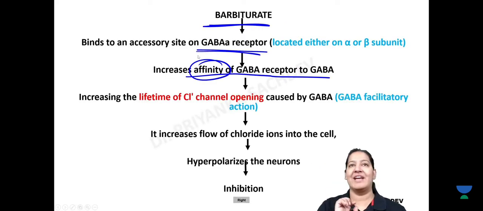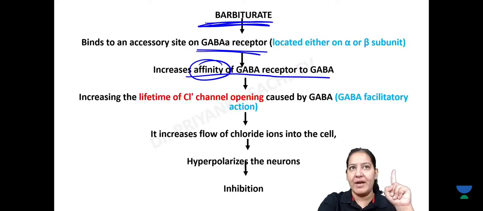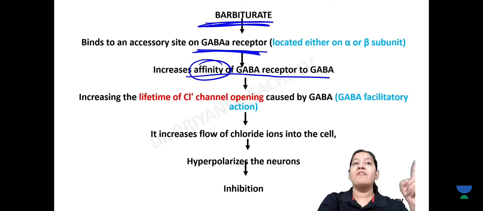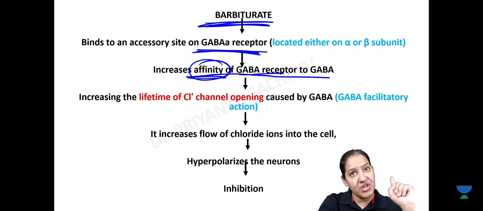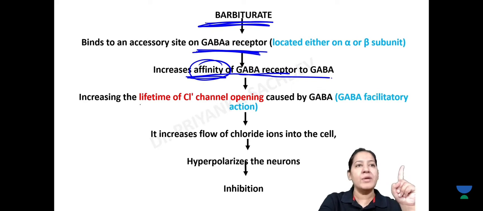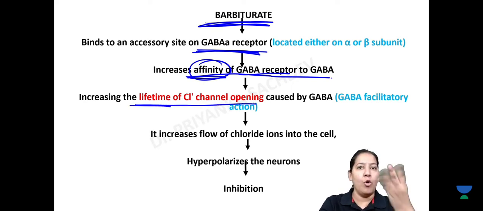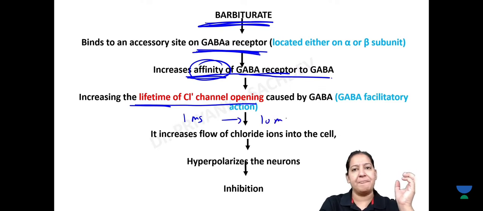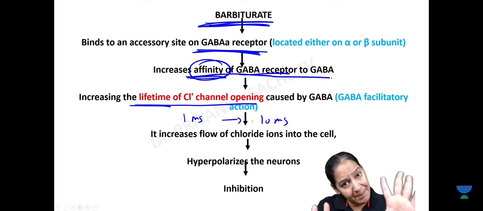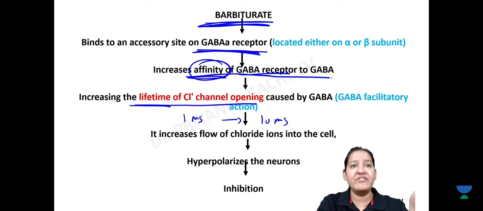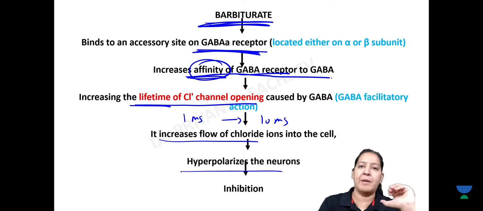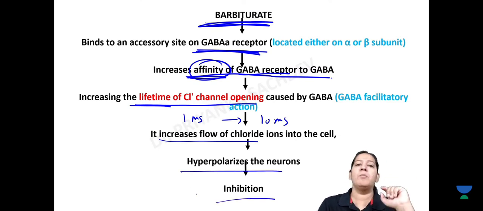But now you will get it. So if you give a tablet of barbiturate, it will go on the GABA receptor. It will increase the affinity of natural GABA for the GABA receptor. So it increases the lifetime of chloride channel opening. Instead of, for example, 1 millisecond, it is opening for 10 milliseconds. It is not the exact time, just for example, I am telling you. It is increasing the lifetime for chloride channel, right? It increases the flow of more chloride. More chloride, more hyperpolarization. More hyperpolarization, more inhibition. More inhibition means it will induce sleep.